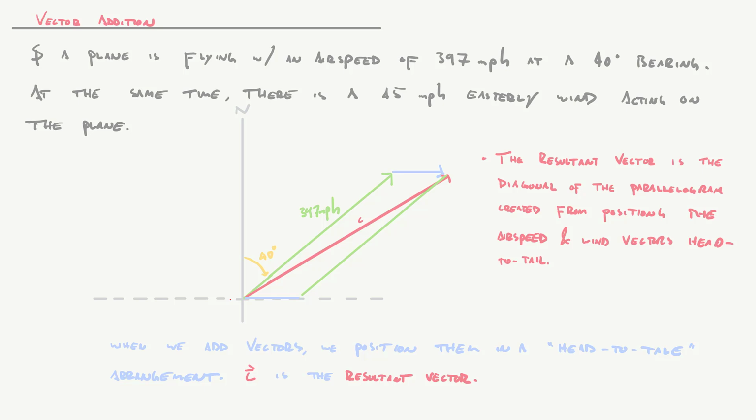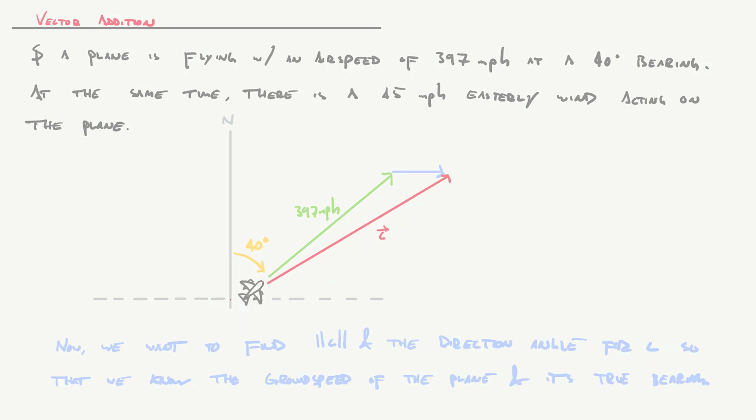The resultant vector between the addition of two vectors is the diagonal of the parallelogram that's created when you move the things you're trying to add in a head to tail orientation. And then that is the sum of those two vectors. C is the sum. That's how you add vectors. So now we want to find the magnitude and the direction angle for C. This way we can figure out what is the ground speed of the plane and its true bearing, right? Direction angle is going to be its true bearing. Magnitude for C, that's going to be its ground speed. It's going to be how fast it's actually going when both forces are affecting this plane: the engine, the airspeed vector, and also the wind speed vector.